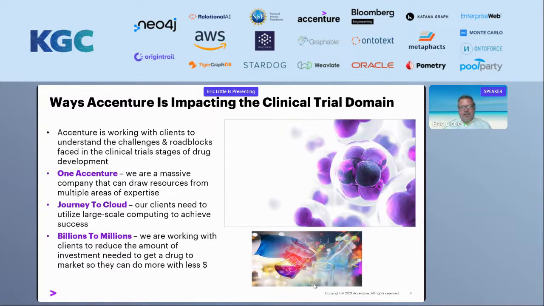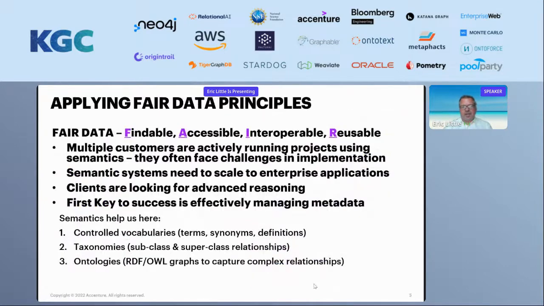And then the last one here you see is an initiative started by some of our colleagues in the research domain in life sciences, which is really this idea of, can we bring billions to millions in terms of getting these drugs into the market space? So we're working with clients in this case to really reduce the amount of investment needed, because if they could bring drugs to market at an order of magnitude lower in price, they could do more with less money. So these are three of our main pillars that are going to underlie, from a business perspective, what we're doing then from a technology perspective.